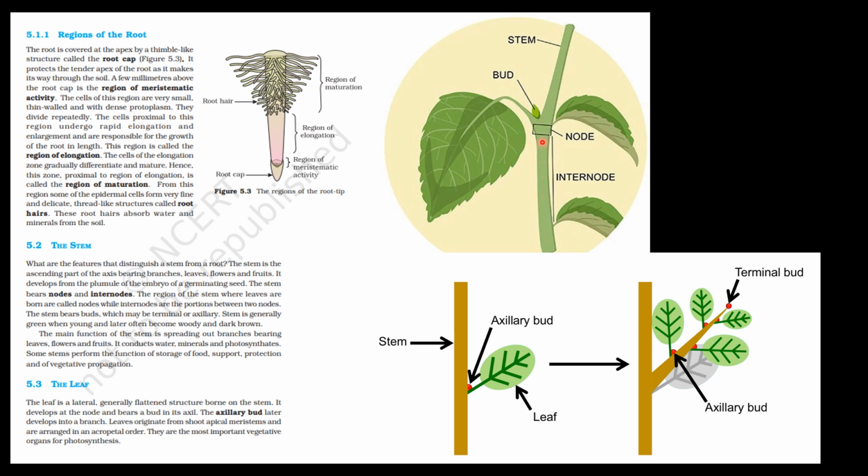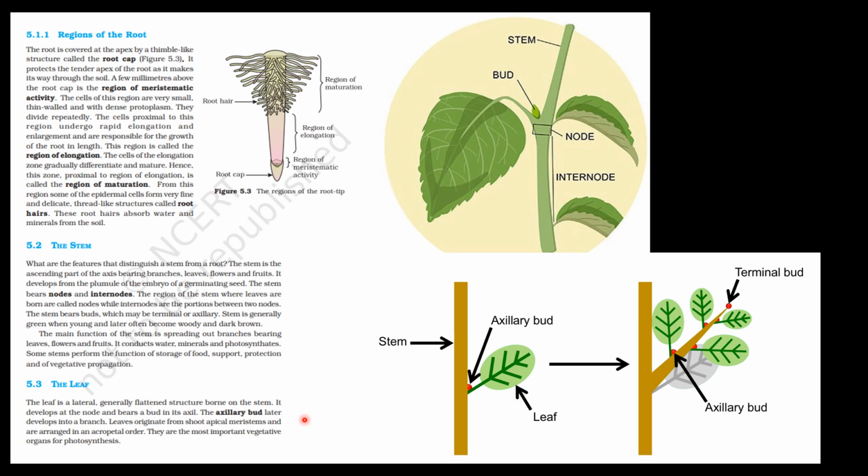Now, let us consider the case of the leaf. A leaf has an axillary bud. What is an axillary bud? An axillary bud is simply a small bud-like portion seen at the base of a leaf. So at the base of the leaf, we can see an axillary bud. This axillary bud will later form a branch.